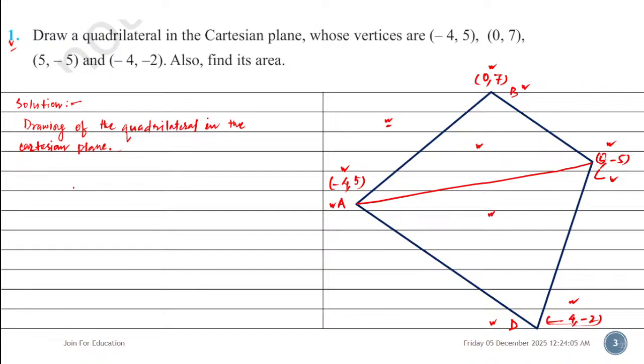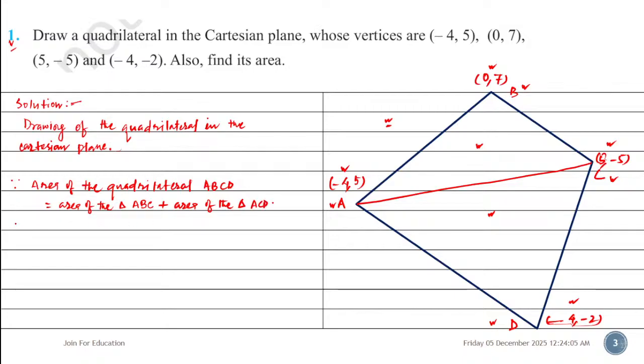Now we recall the area of a triangle. So we write down the area of the quadrilateral ABCD equal to area of the triangle ABC plus area of the triangle ACD.